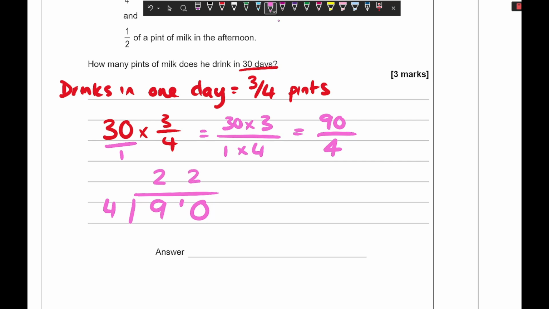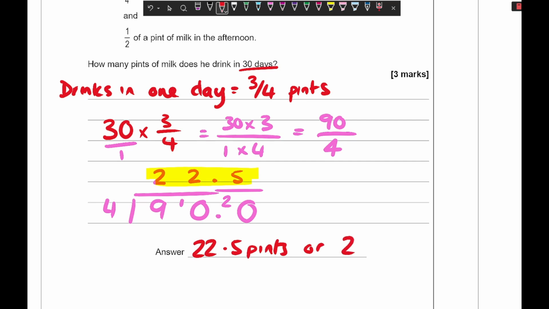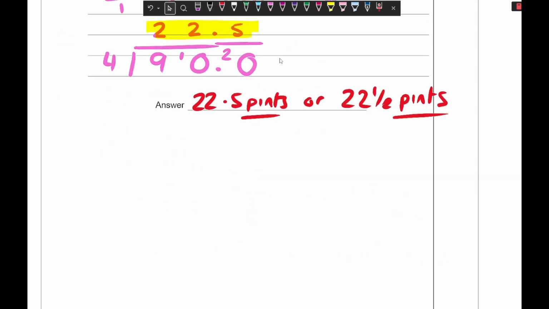That's going to be 2, remainder 2, which I just extend the decimal point. And then how many 4s go into 20? That's going to be 5. So the answer then is going to be 22.5. So I just write that down, 22.5 pints. Or you can write it as a fraction as 22.5. And again, don't forget the units, as the units are not mentioned in this question and could be worth that extra mark. Well, not extra mark, the final mark.